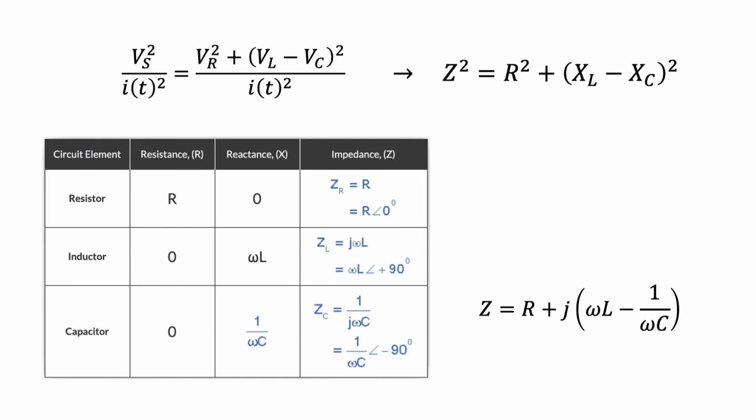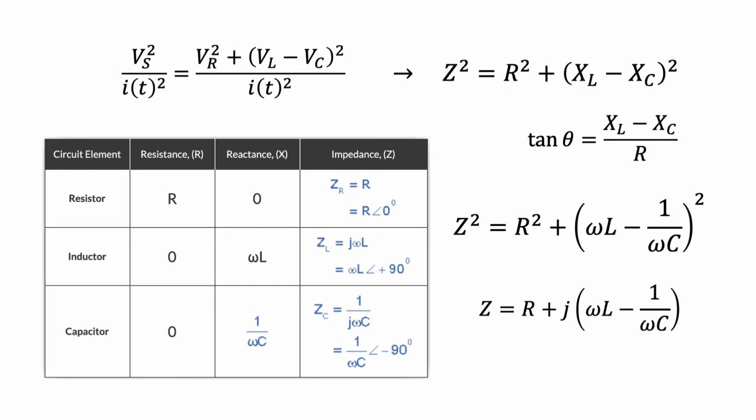The small letter j is the imaginary number equal to the square root of -1. Omega L is called the inductive reactance, while 1 over omega C is called the capacitive reactance. The resistance is also in phase with the current. The inductive reactance is out of phase and leads the current by 90 degrees. The capacitive reactance is out of phase and lags the current by 90 degrees. Based on what we know about complex numbers, the phasor representing the total impedance can then be written as shown.